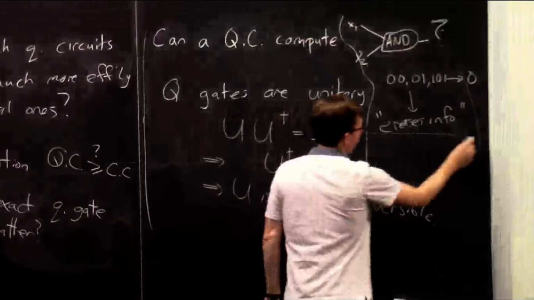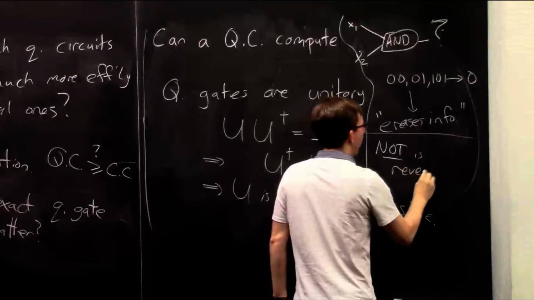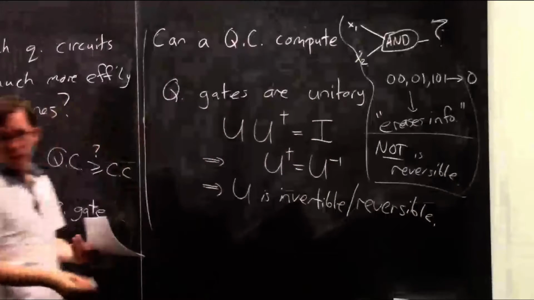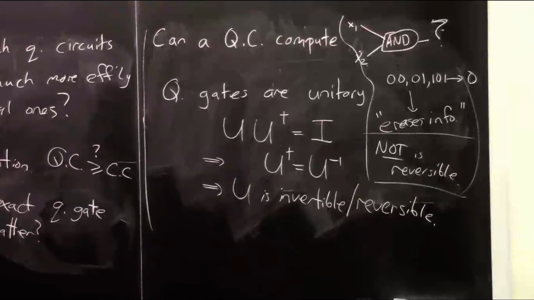Same problem with an OR gate. I'll just mention that a NOT gate is reversible. I mean, 0 maps to 1 and 1 maps to 0, so that's fine. You can invert that. And that's sort of consistent because NOT is a perfectly valid quantum gate we've seen before.